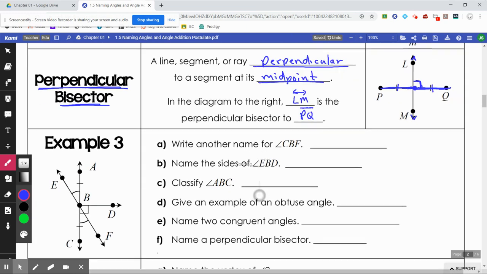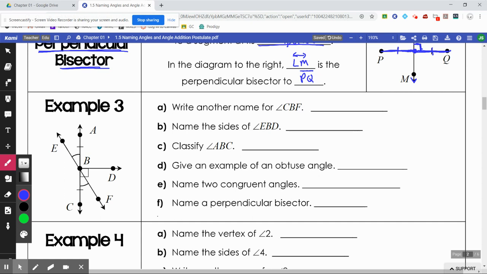Okay, some examples now. It says write another name for angle CBF. What I like to do is find C, find B, and find F, and actually draw out that angle CBF. We're looking for another name for angle CBF. We can just flip-flop again, you name angles with three letters. So one way is to flip-flop the letters around. Instead of C to B to F, let's do F to B to C. Again, you got to be very careful that B has to be in the middle because it's the vertex.